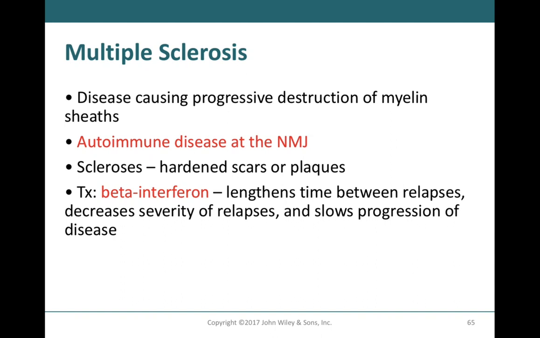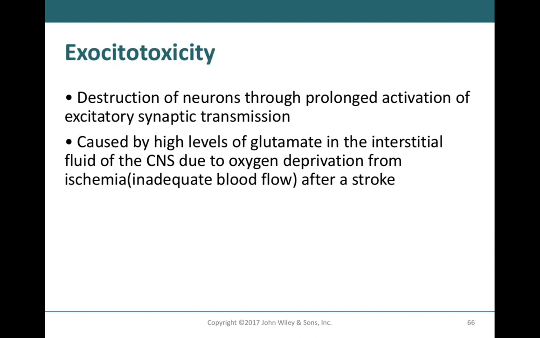So this is actually an autoimmune disease where our own immune system is attacking the Schwann cells that make up that myelin sheath. Now there's no cure for this condition, unfortunately, but we do have certain treatments. And one of the treatments that I'd like to share with you is beta interferon. As I mentioned, beta interferon is not a cure for this condition, however it does slow the progression of the disease. Exocytotoxicity is our next condition.